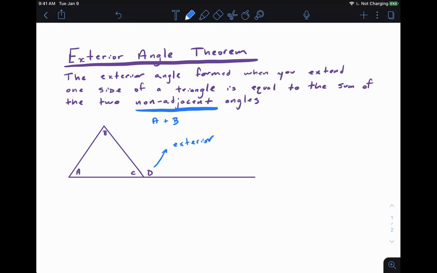Okay? So those are the angles that aren't touching, aren't right next to angle D. So in other words, what this is saying is A plus B is going to equal D. If this is 30 degrees and this is 50 degrees, this would be 80 degrees. Very simply put, right? That's always going to hold up.